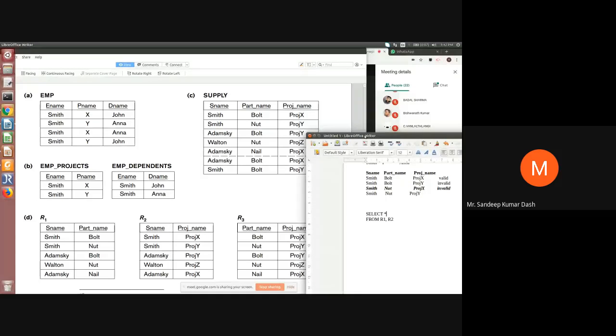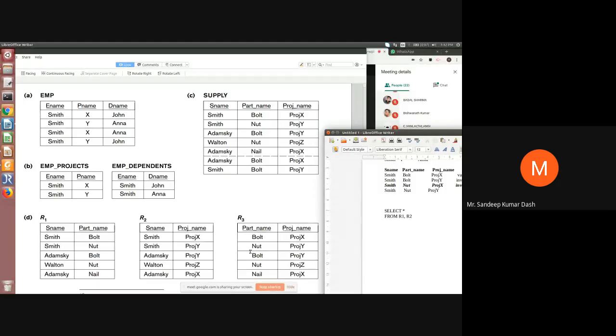But if you divide the relation into R1, R2, R3 like this, and combine all the relations at a time, then you will not get this particular row, which we also proved. When I am combining all three together, first any two will be combined, say R1 and R2. Then you have to combine R3 with this resultant, the natural join of R1 and R2. With this you combine R3, you will get Smith bolt. Bolt will be combined here with project X, this is a valid relation.